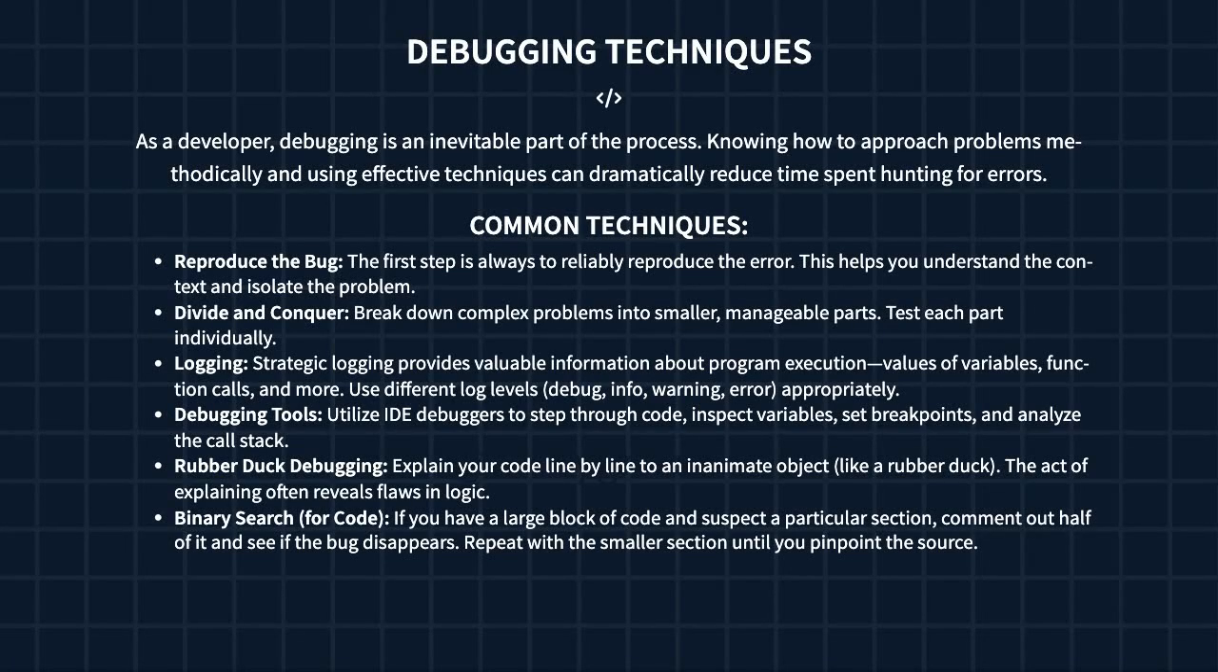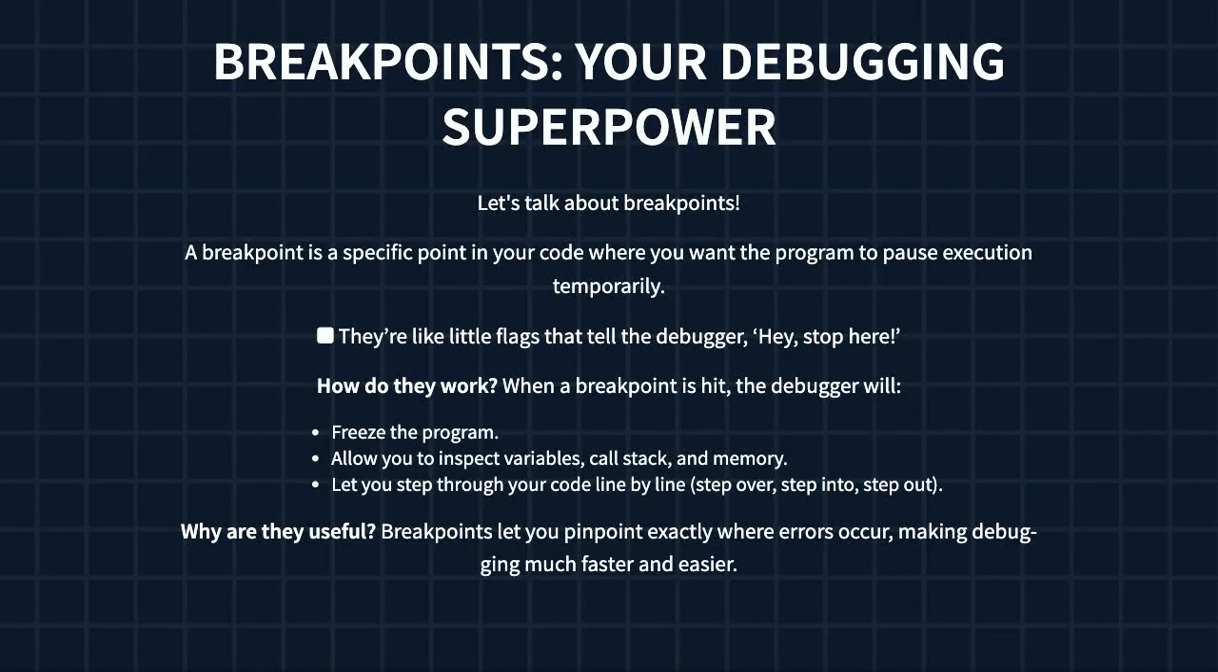Okay, so when asked about debugging techniques, think about your process. It's really important to be able to reproduce the issue first. That's key to understanding it. Then a good strategy is to break down large problems into smaller chunks and test each one individually. Logging can be incredibly helpful. Use different levels of logging to track what's happening. Don't forget about your IDE debugger. Stepping through code and inspecting variables can save you tons of time. And sometimes, just explaining your code out loud to a rubber duck can reveal a logic error you might have missed.